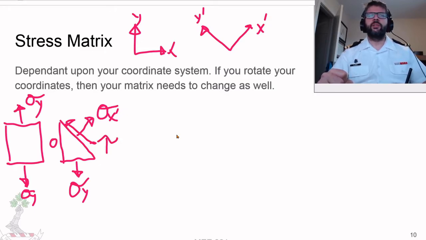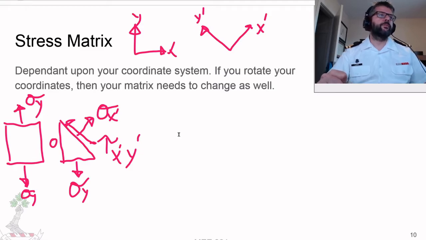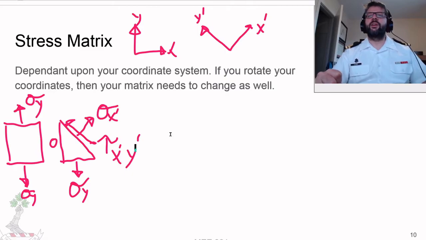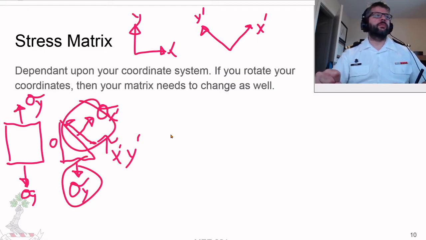it's on the positive x prime face. So tau x prime, and it's pointed in the positive y prime direction. So tau x prime y prime. So what we know is the forces generated by that need to add, these two forces need to add up to this force in order to be in equilibrium.